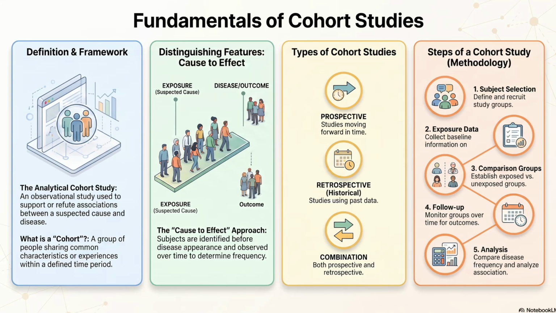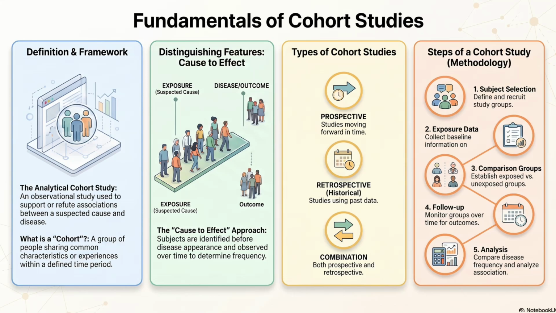Retrospective cohort studies are generally faster and less expensive because the data already exists. However, the quality of the study depends heavily on the accuracy and completeness of historical records. The third type is the combined cohort study. This design includes both retrospective and prospective components. Researchers begin by analyzing existing records and then continue following participants into the future to collect additional outcome data. This approach combines the strengths of both designs while reducing some of their individual limitations.